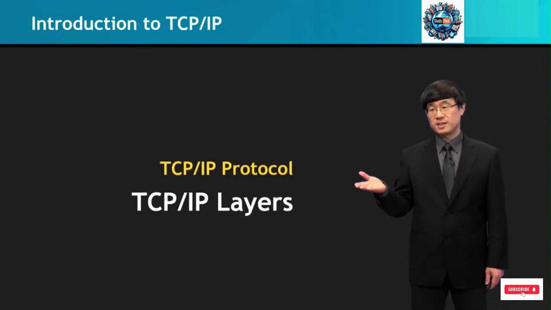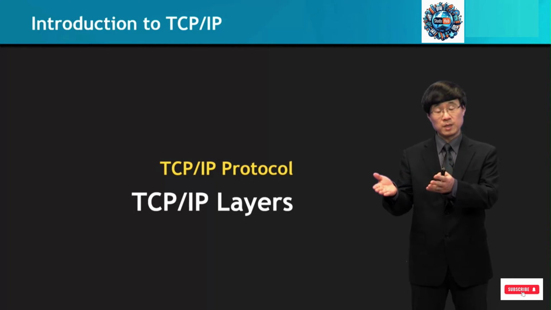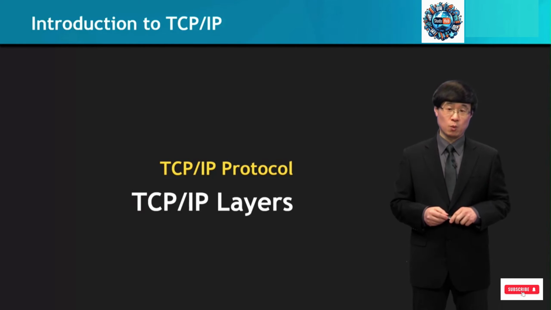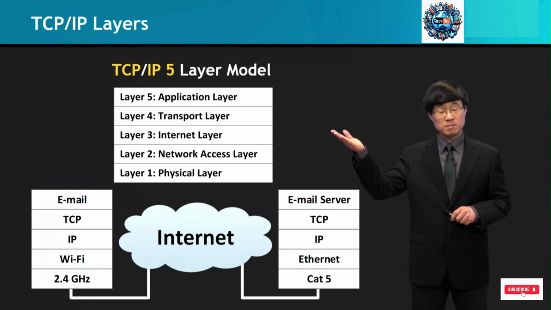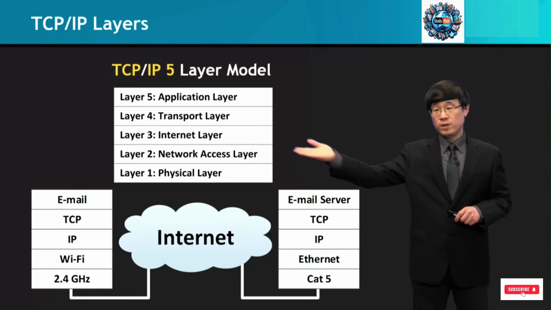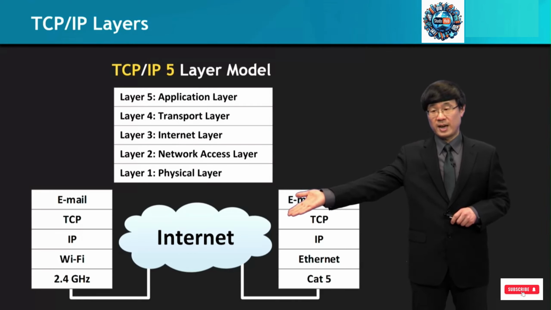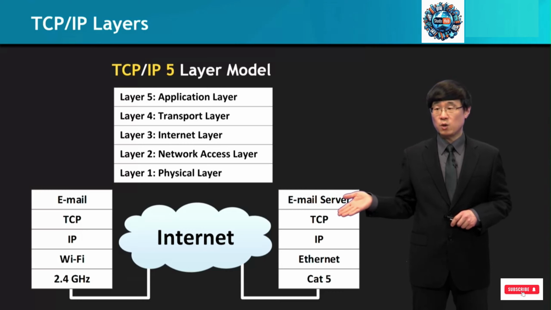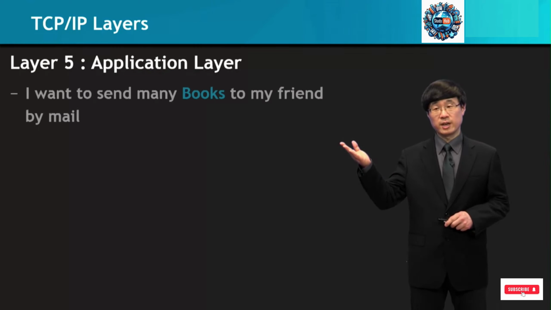In this lecture, we're going to study the TCP/IP layers, and we're going to use a comparison of how we actually send mail to show how the TCP/IP protocol works. First, the TCP/IP 5-layer model, as we've already studied. Over there you can see an email file that needs to be sent through Wi-Fi connected to the internet to this one over here, which is another computer that's connected to Ethernet. First, let's start at the application layer.